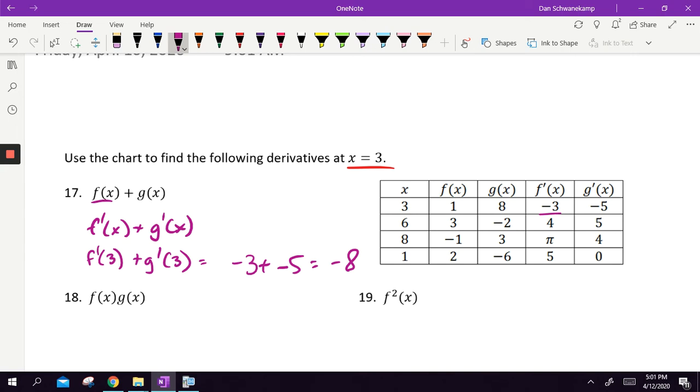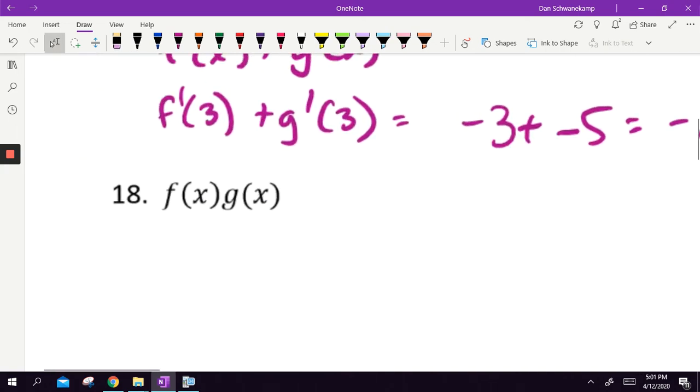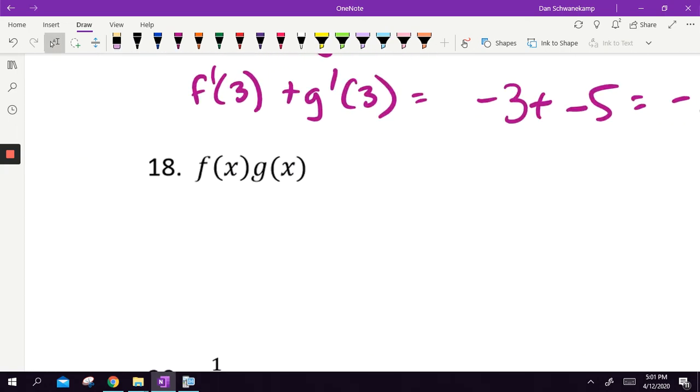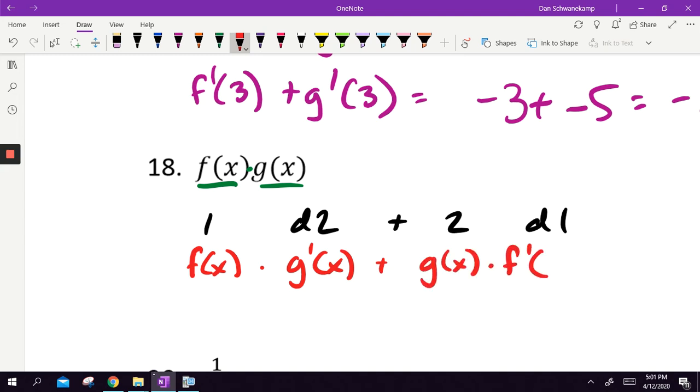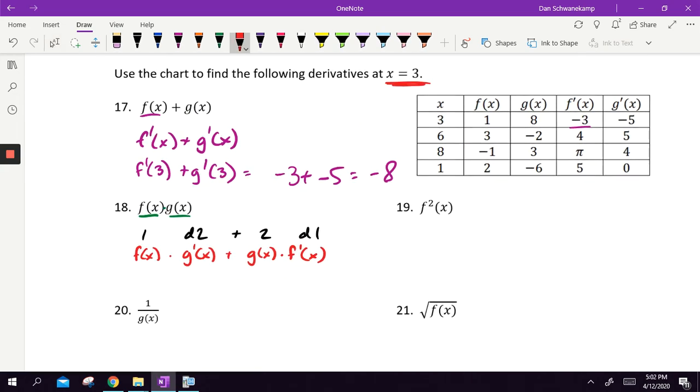Number 18, f of x times g of x. Do I need chain rule? No, I need product rule, because I have two functions being multiplied. So first times the derivative of the second plus second times the derivative of the first. First guy, f of x, times derivative of the second, g prime of x, plus second times the derivative of the first. There we go. And then all I would have to do is plug in 3 and go to my table and work from there.